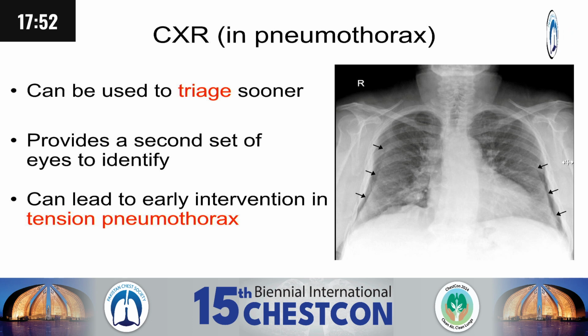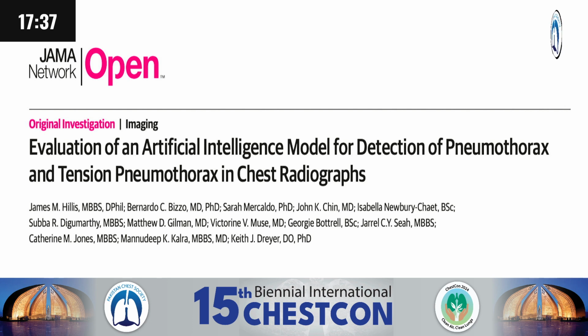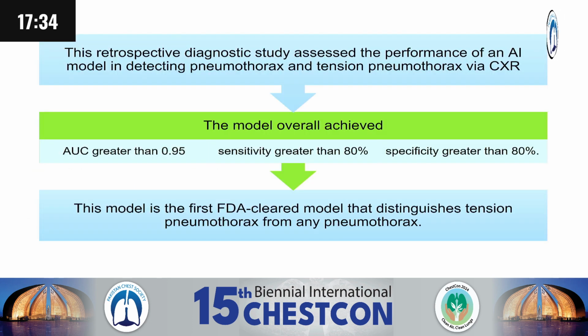So coming to the chest X-ray and pneumothoraces, with AI, pneumothoraces can be triaged sooner. It acts like a second eye, so that we can do an early intervention in tension pneumothorax. This was a study done for chest X-rays and pneumothorax. It was a retrospective diagnostic study, and it assessed the performance of AI in detecting pneumothoraces and tension pneumothoraces. This model overall achieved a sensitivity of 80% plus, and it is also the first FDA-cleared model that distinguishes tension pneumothorax from any pneumothorax.